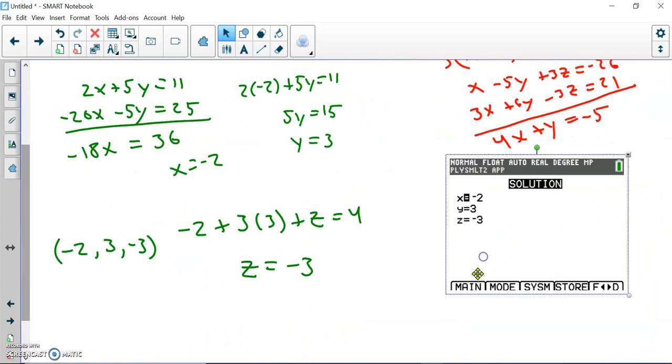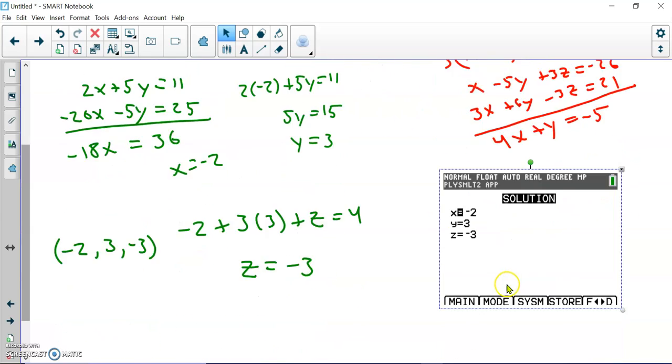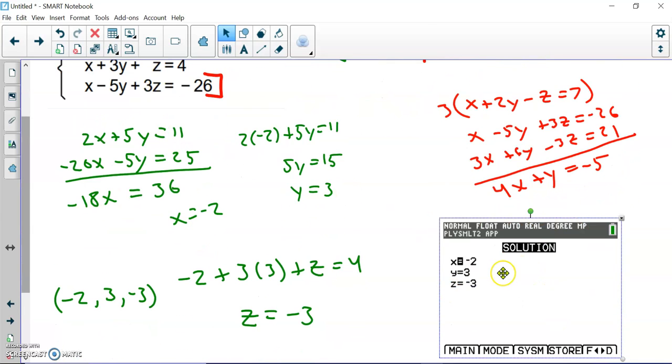Like I said, if the test question simply says solve, and doesn't say how, then there's no reason why you can't just use the calculator if that's your preferred method.